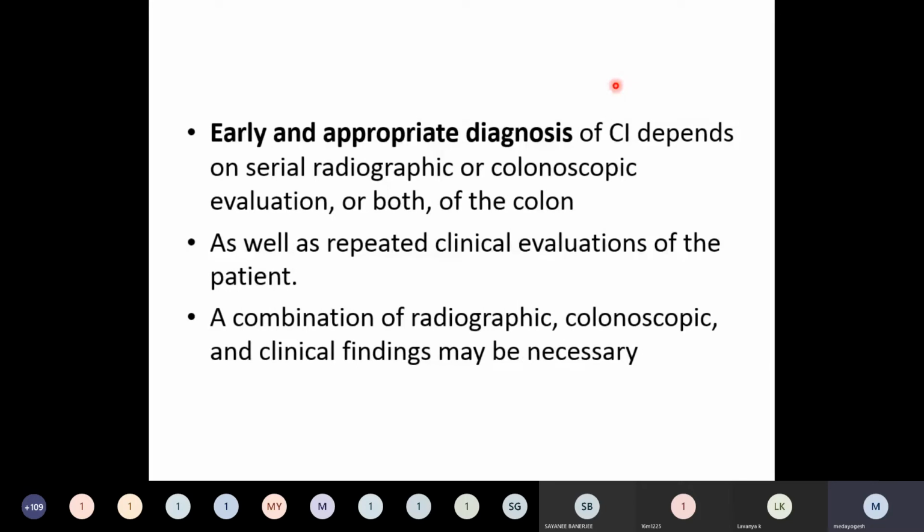Coming to management, early and appropriate diagnosis of colonic ischemia depends on serial examination and evaluation by radiography or colonoscopic evaluation or both of the colon, as well as repeated clinical evaluation of the patient by monitoring the patient's vitals and per-abdominal examination. So a combination of radiography, colonoscopy and clinical findings may be necessary in all the patients before making further decisions.